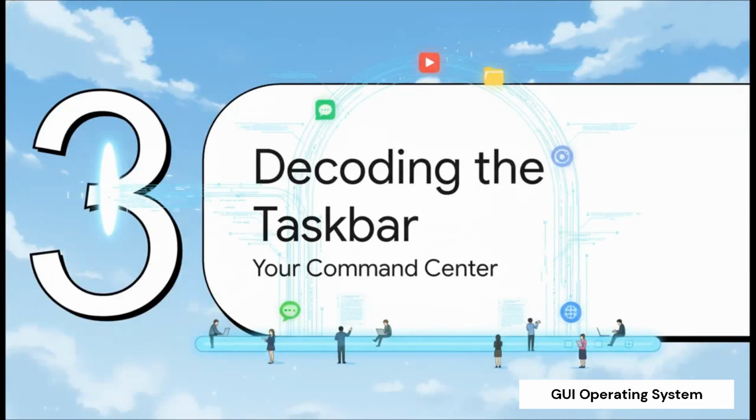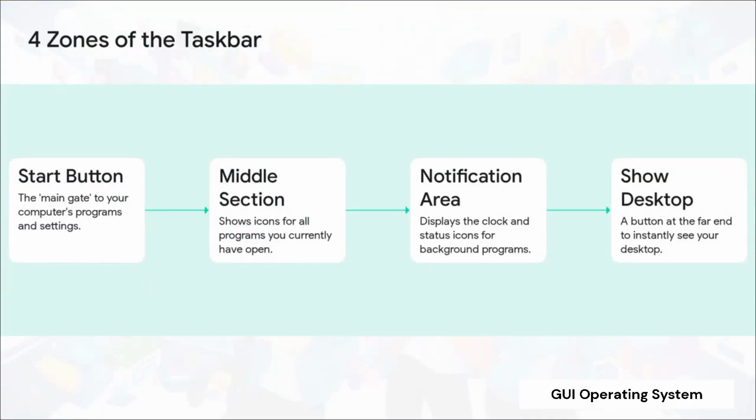Okay, now I want you to look down at the very bottom of your screen. That long bar that runs across, that's not just there for decoration. That's your command and control center. It's the taskbar. The easiest way to understand the taskbar is to break it into 4 zones. Way over on the left, you've got the Start button. That's the main gate to pretty much everything.